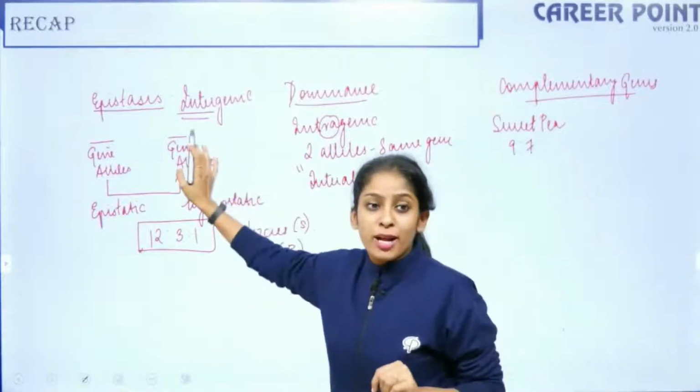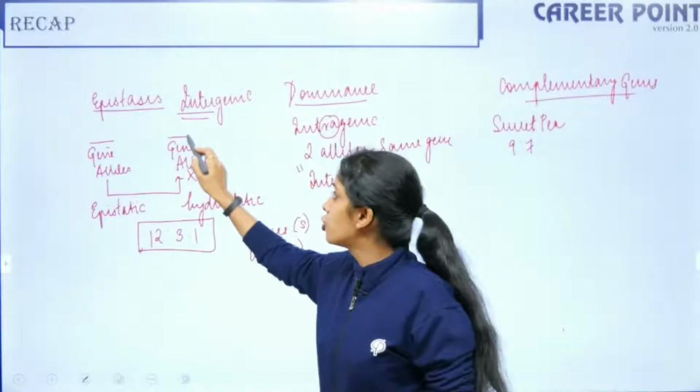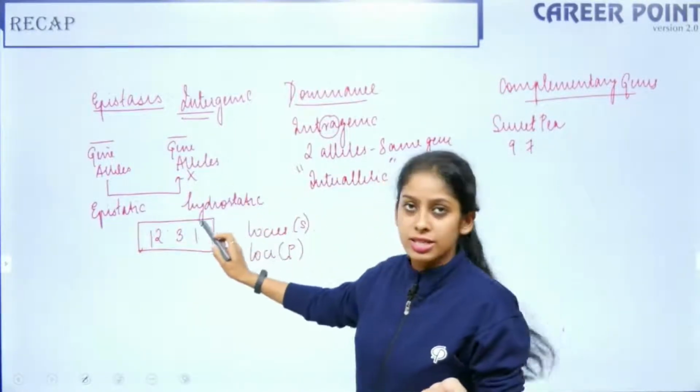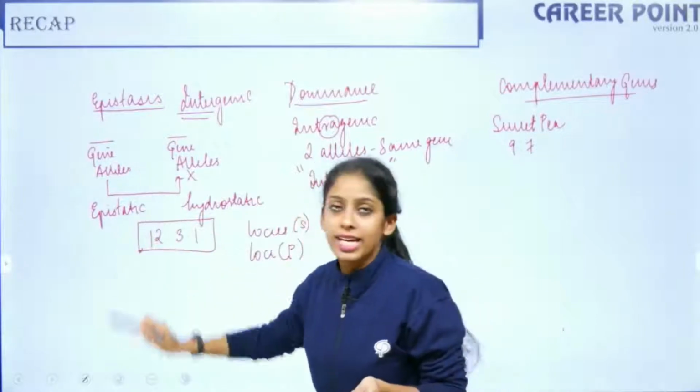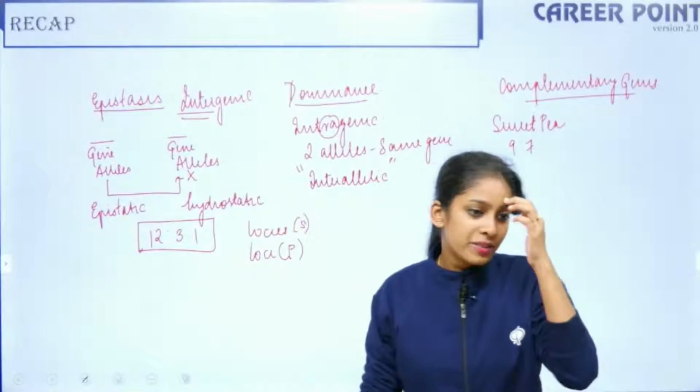So this gene's expression is getting masked, right? So this is masking this gene's expression. The gene which is not getting expressed, that is hypostatic. The gene that is getting expressed is epistatic. Alright, Keshav, did you understand?